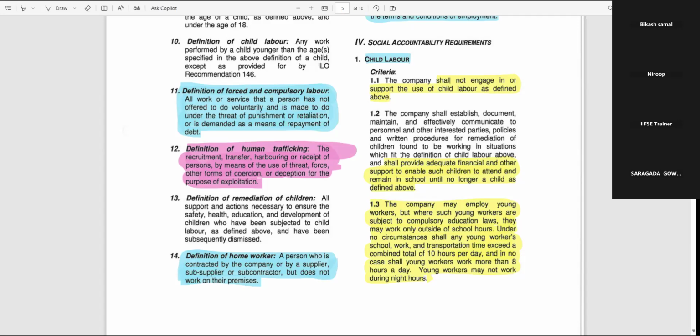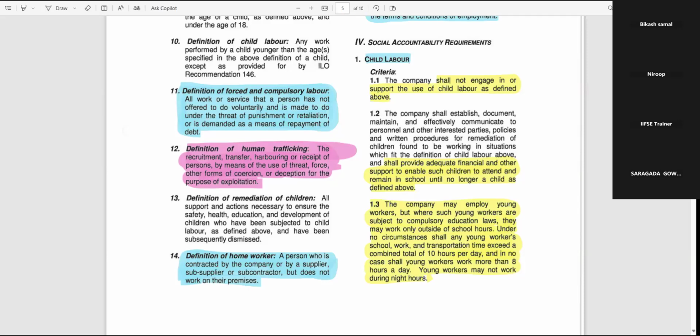The definition of home worker: a person who is contracted by a company or by a supplier, a sub supplier or subcontractor, but does not work on their premises. It means they are the employees, but they will take the work to their home. They will take the things. For example, especially females used to do this home work. They will take their quantity and they'll go home and stitch.